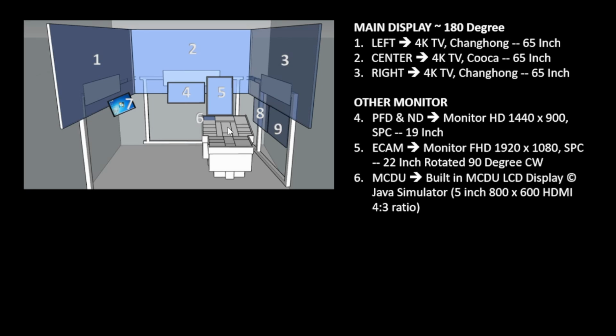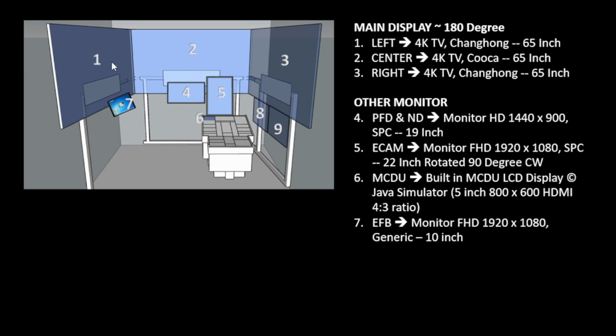The next one is actually for MacDo. For MacDo, it's built in from the MacDo itself from Java simulators. It's actually an LCD display. I think it's a 5-inch LCD display. If not mistaken, it's 800 times 600 pixels HDMI with the ratio of 4:3. Okay, so it's much more boxy rather than the landscape view. So that's the 6 monitors here.